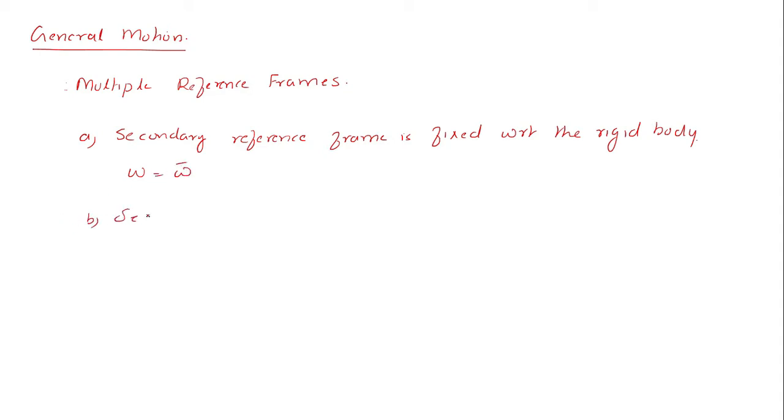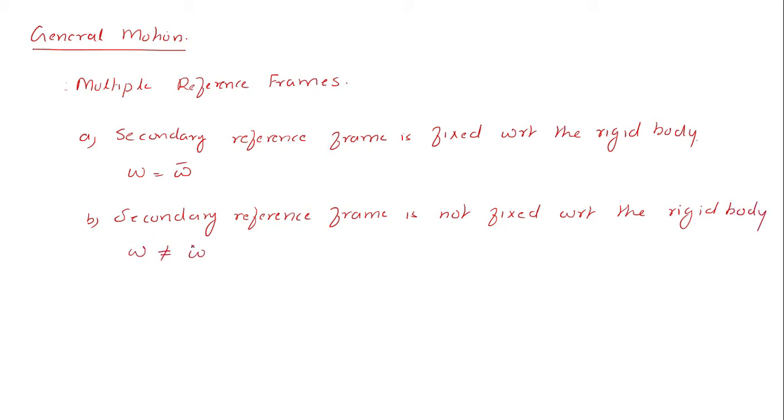The other case, the secondary reference frame is not fixed with respect to the rigid body, or in other words, omega not equal to omega bar. This we had discussed in the last class. In this lecture we shall be discussing more about this one.